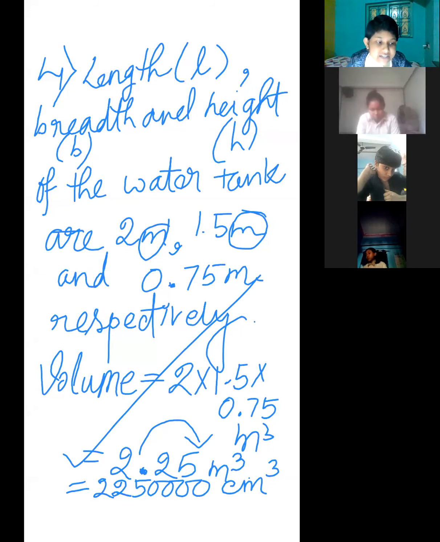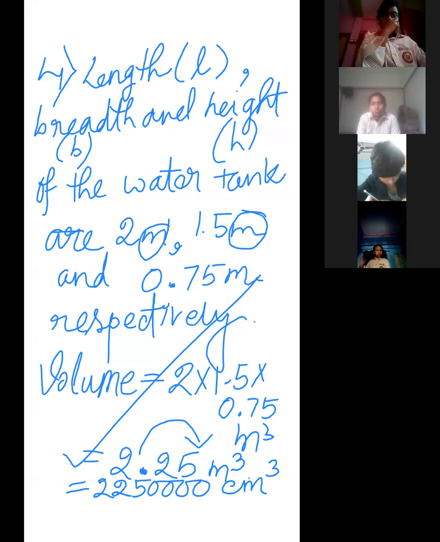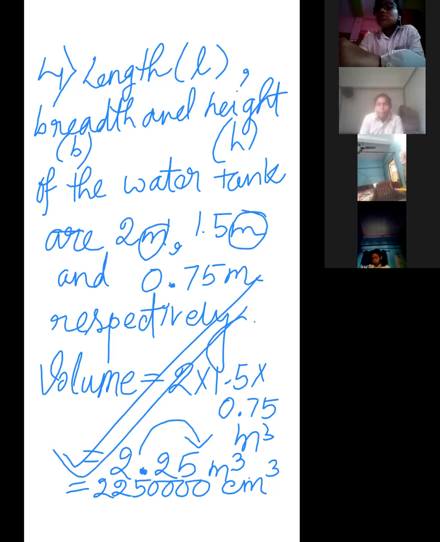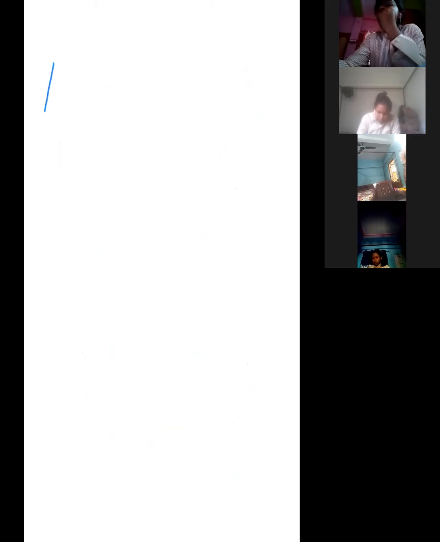Ma'am, volume is 30. Volume is 30 meter cube, exactly. Just make a rough calculation and find out the answer. Length and breadth, I mean, 3 and 2 meter, exactly. This one is very easy, but I am just clearing your concept. That's why I have given this. Ma'am, what is the volume? 30 meter cube, exactly.